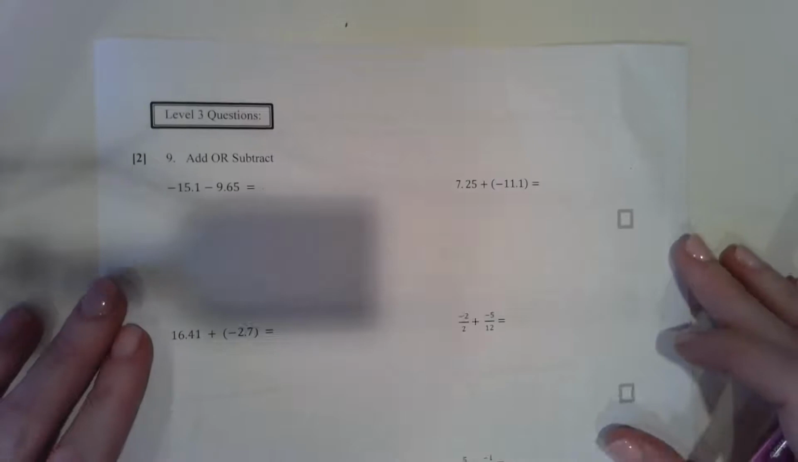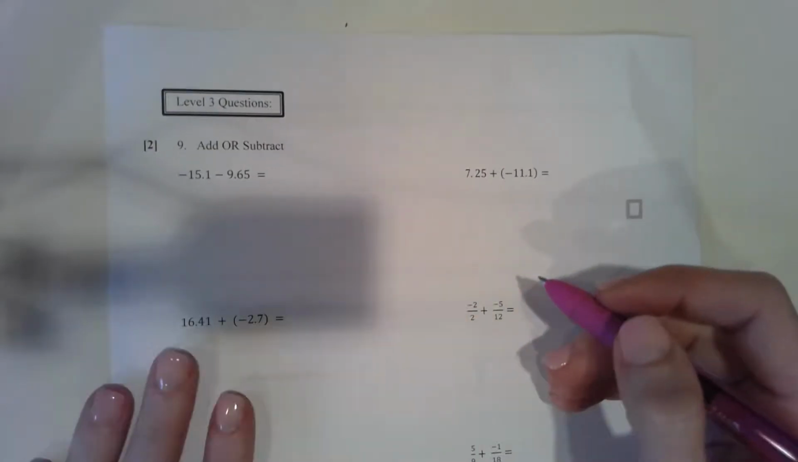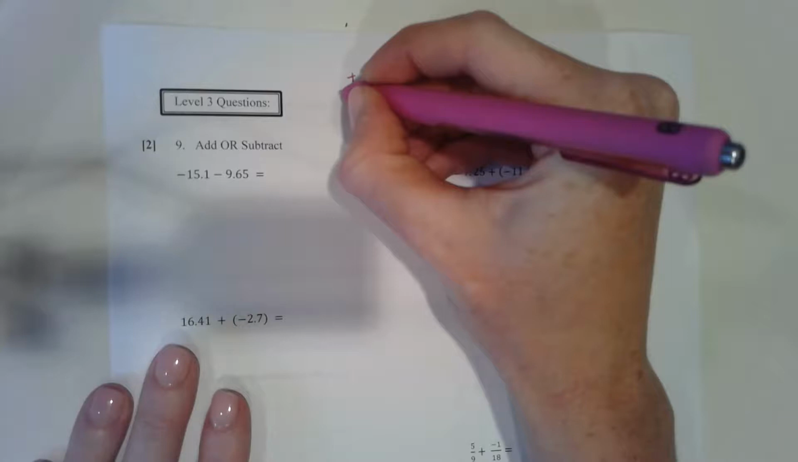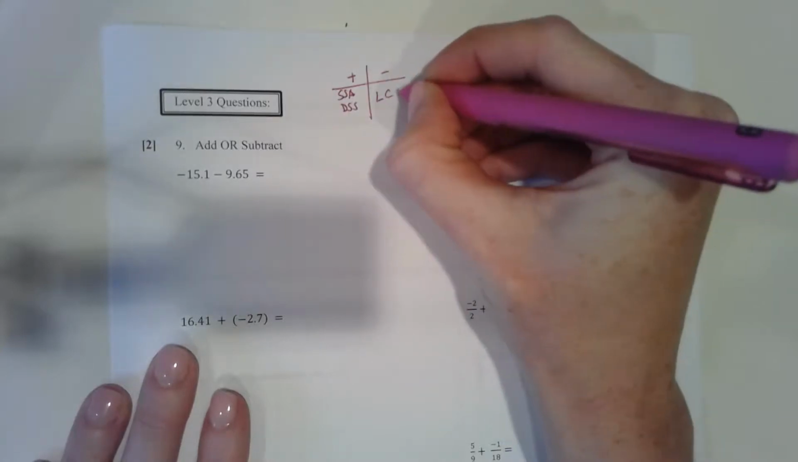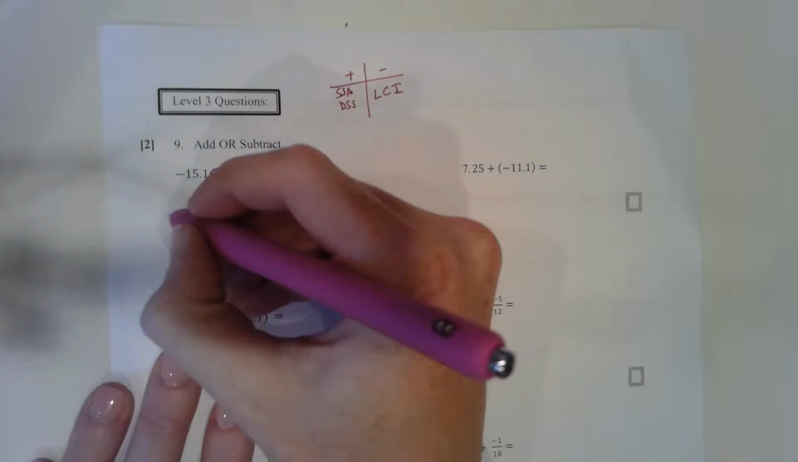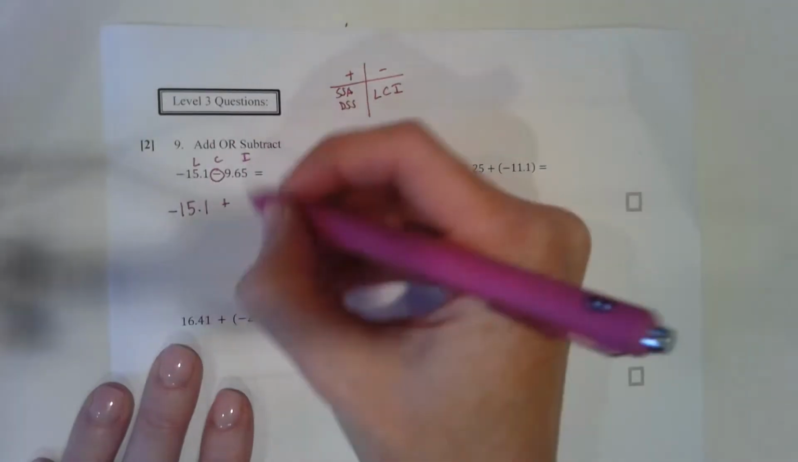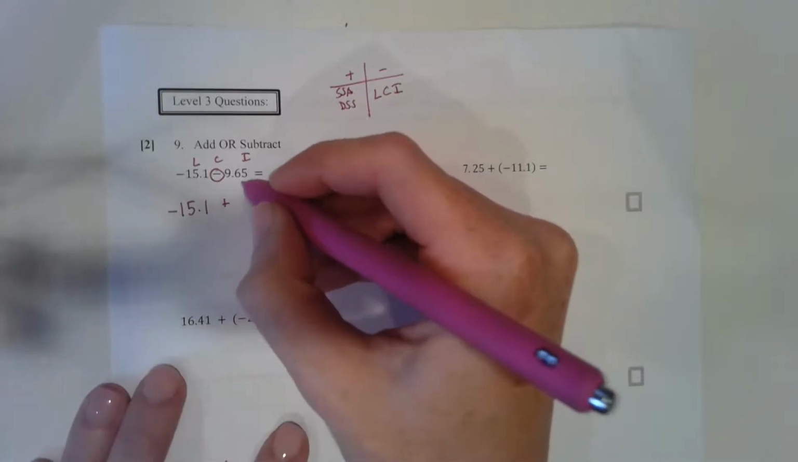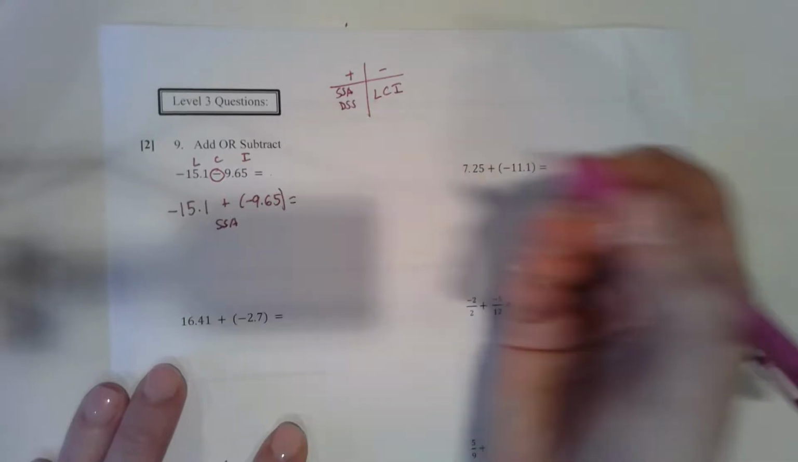Now we're up to level 3 questions, a little bit harder fractions and decimal questions. So again, add or subtract, same rules here: same signs add, different signs subtract, and subtraction, leave, change, inverse. So because this is a subtraction problem, leave, change, inverse. The opposite of 9 and 65/100ths is negative 9 and 65/100ths. Now these are same signs, so I'm going to add them up.